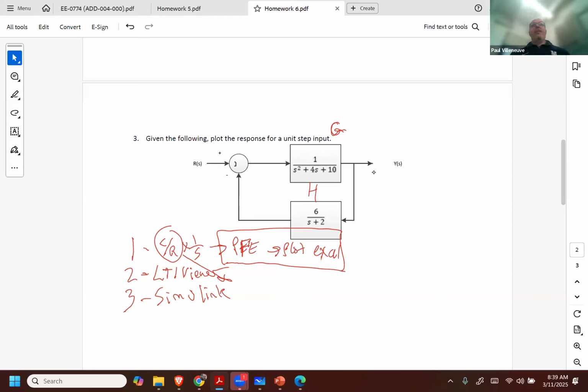If you want to do all 3 and actually do the time domain one in Excel, then that would be another way to do it. Then you can check if all 3 are the same. But you have options to do that.